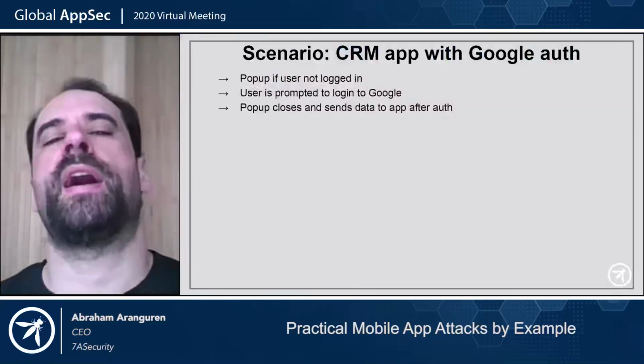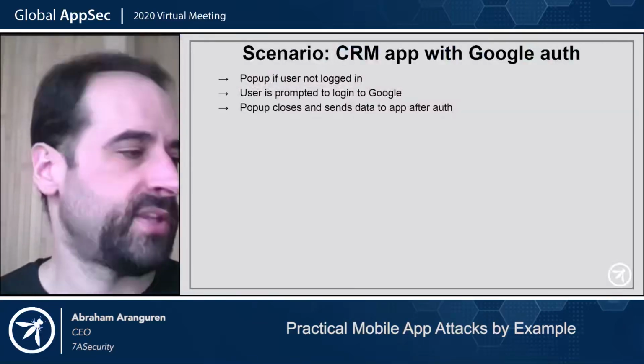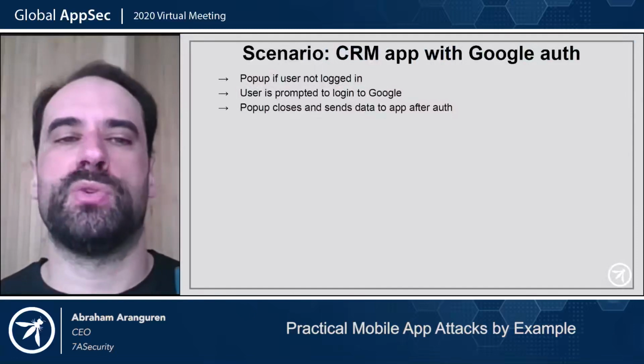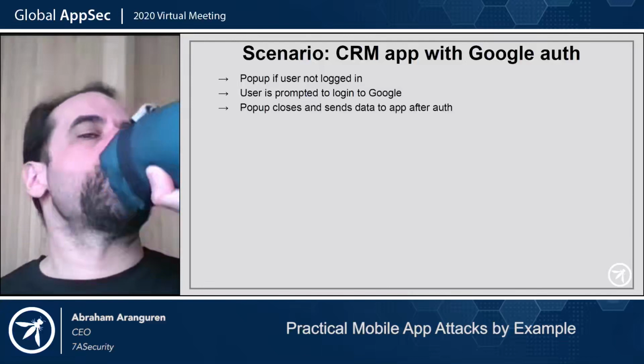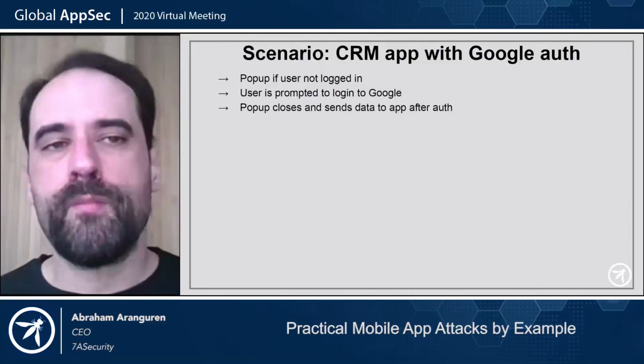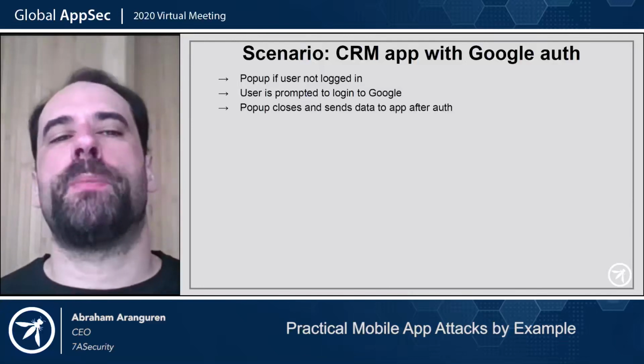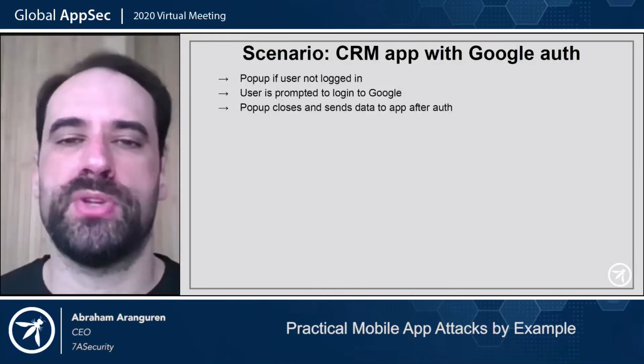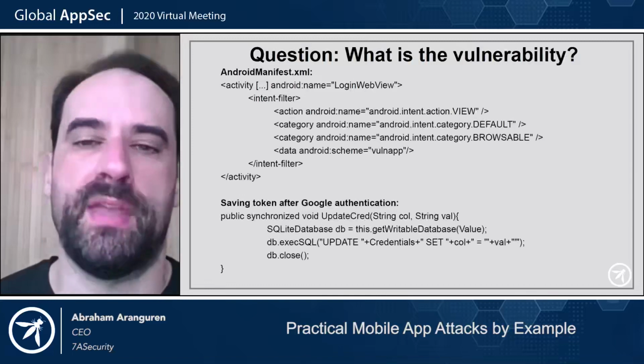So now let's look at code execution, right? This was a cool scenario. It was a CRM application with Google authentication. So to log in, you get a pop-up, right? If the user is not logged in, the user logs in with Google, and then the pop-up closes and sends the data to the application.